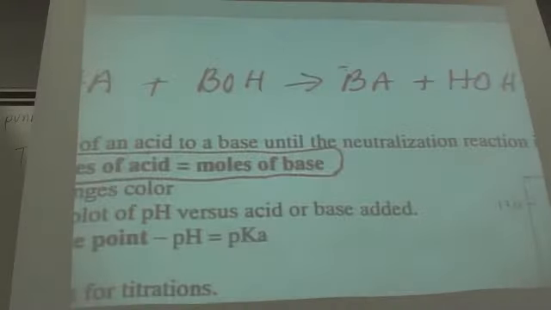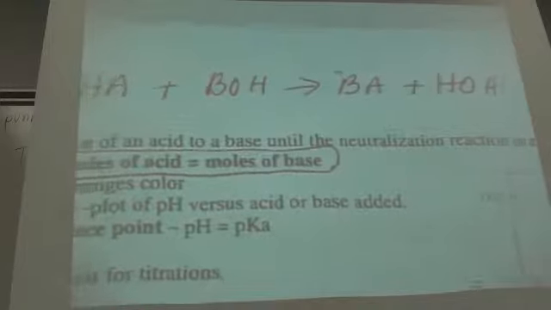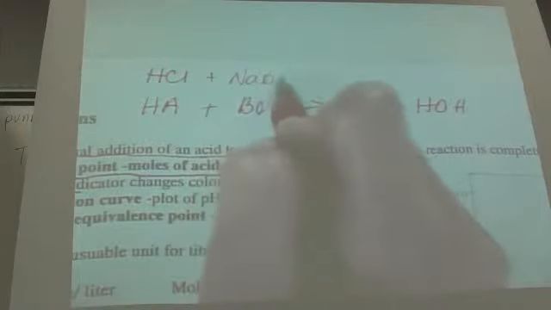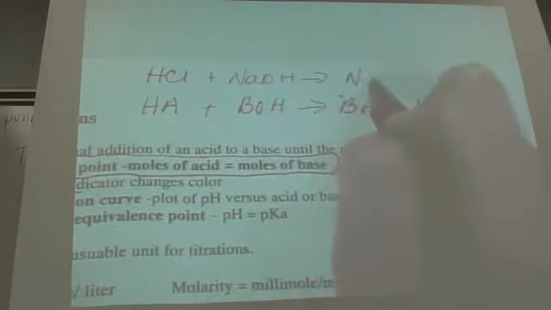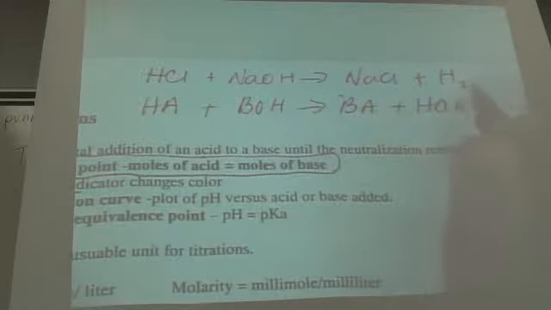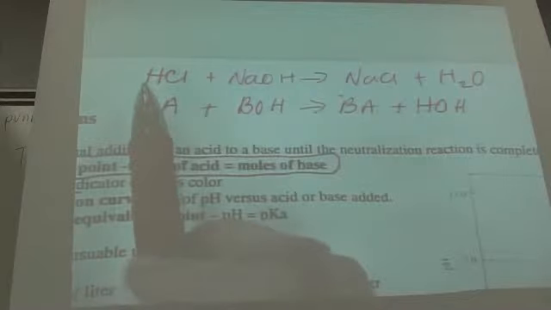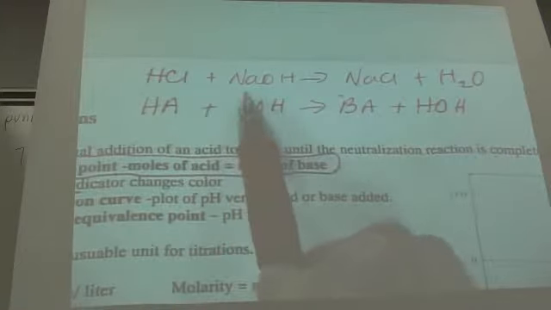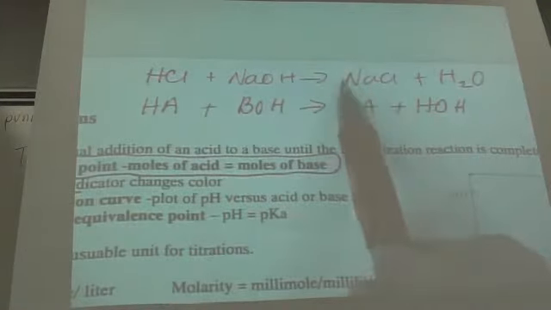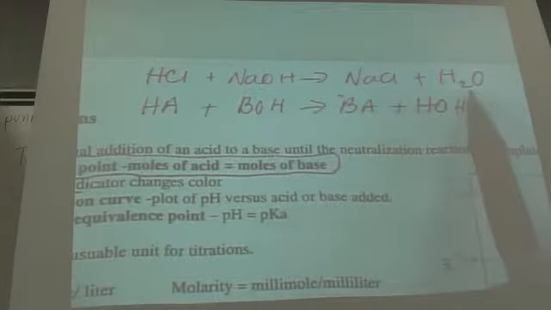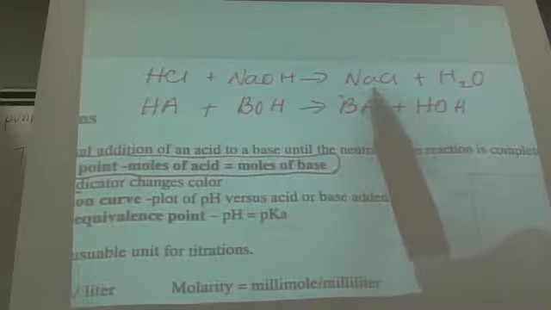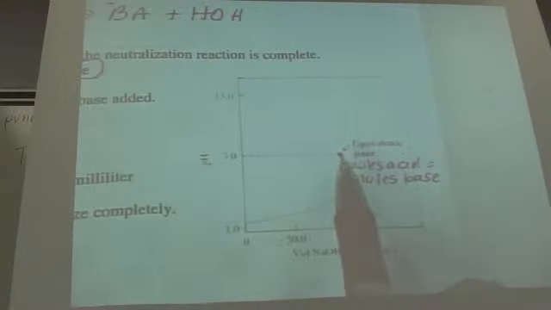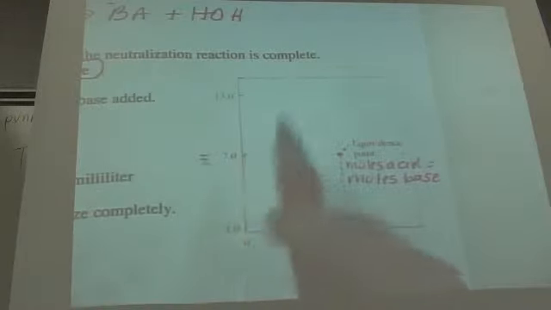Look, this is how this works. If we had HCl plus NaOH, those are both strong, right? It's going to make NaCl plus H2O. At the equivalence point, there's no more hydrochloric acid, there's no more sodium hydroxide, there's only NaCl and water. What is the pH of water? 7. What is the pH of this salt? 7. Therefore, at the equivalence point, the pH of a strong acid titrated with a strong base will always be 7. So far, so good?